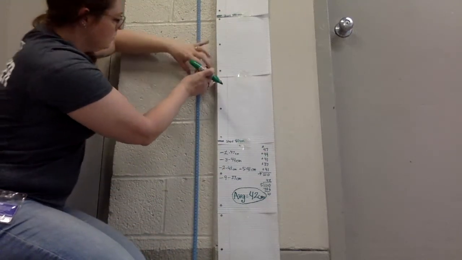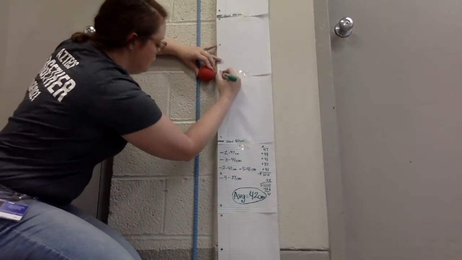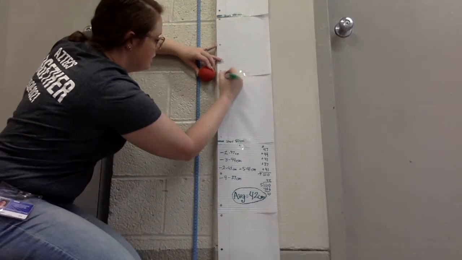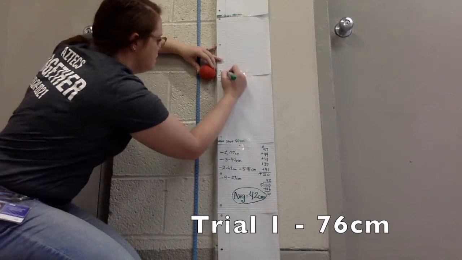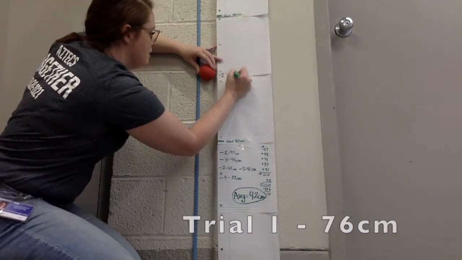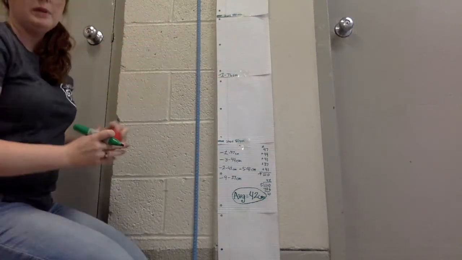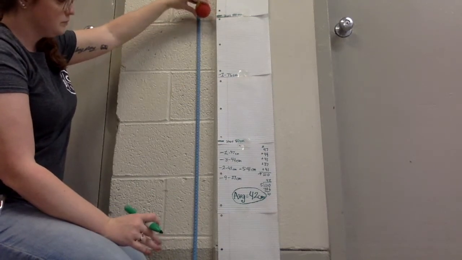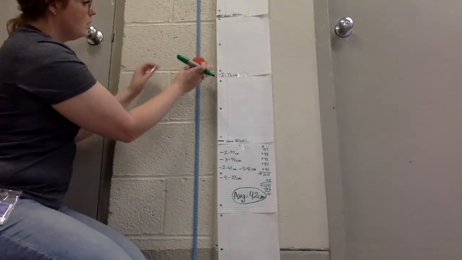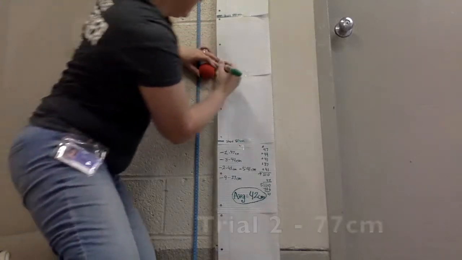There we go. This one is at, so this is trial 1. And it looks like it is at 76. 76 centimeters. Trial 2. Oh, pretty much the same. This one's at 77.